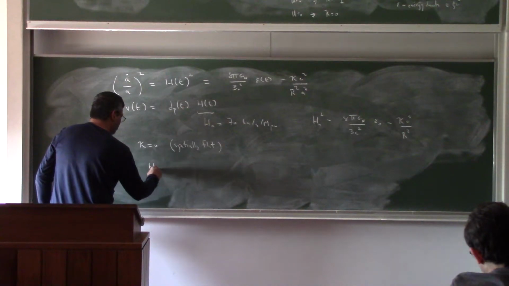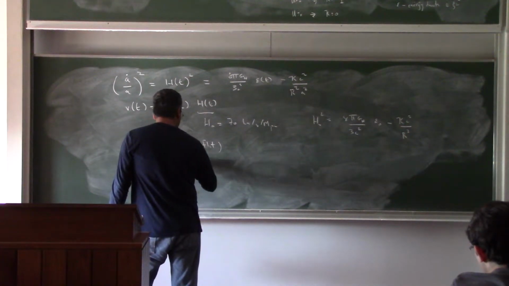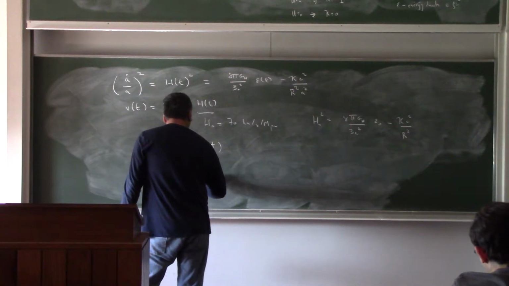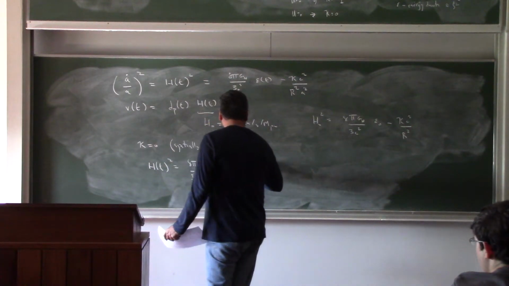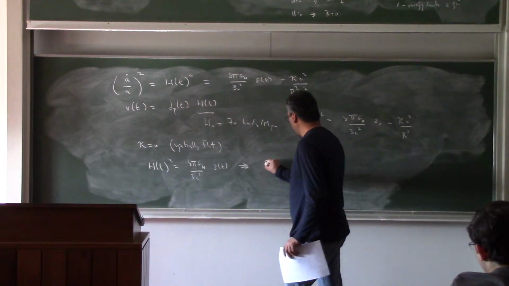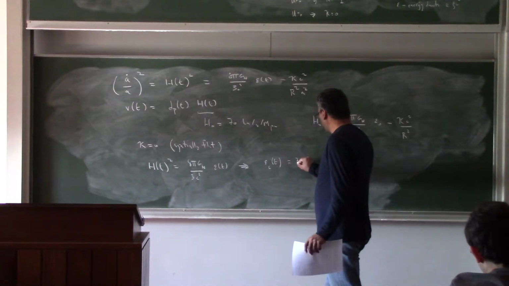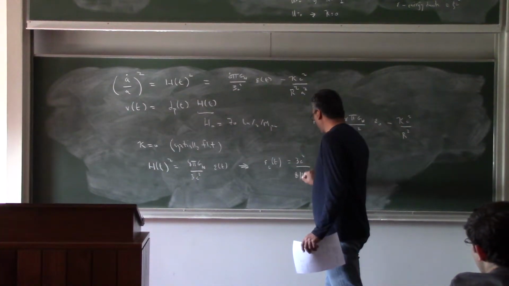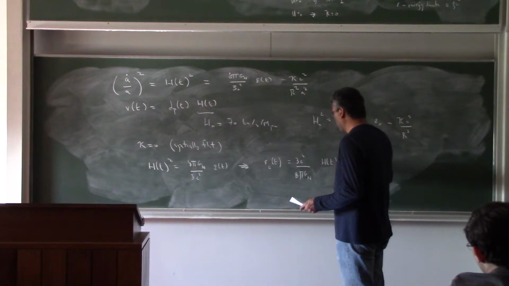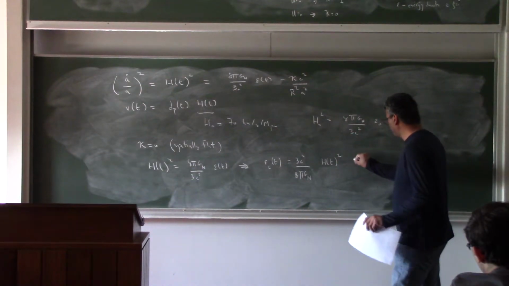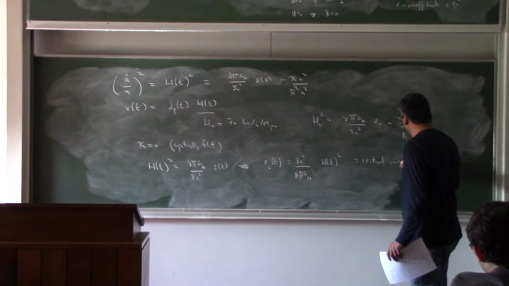Then H of t squared equals 8 pi G Newton over 3 c squared epsilon of t. We can use this to define a critical energy density. Epsilon critical of t is 3 c squared over 8 pi G Newton H of t squared. So this is the critical energy density. I'll show you what critical means.